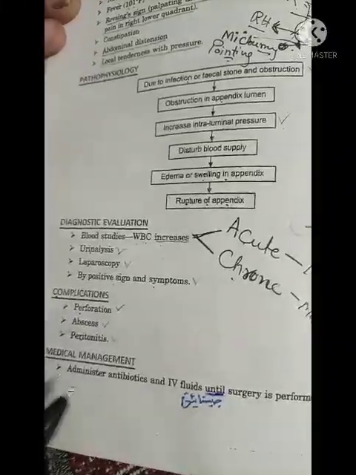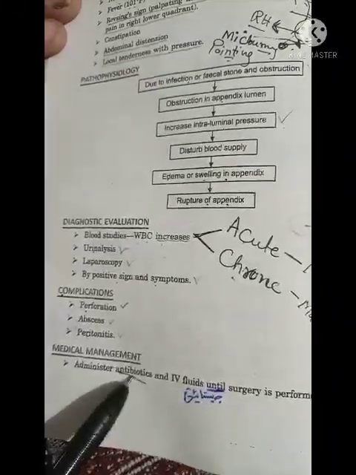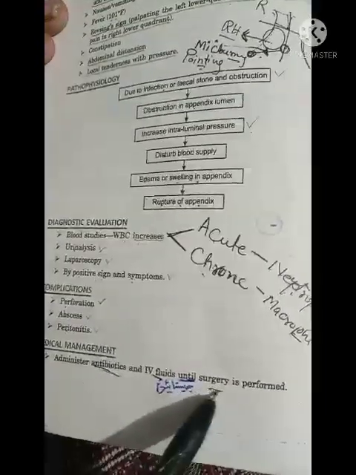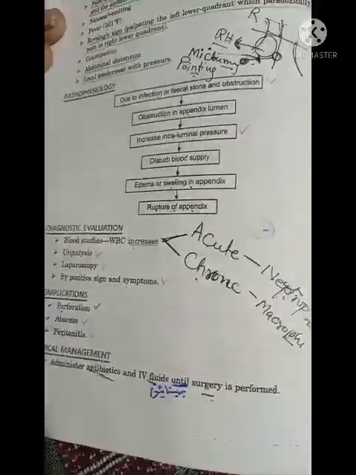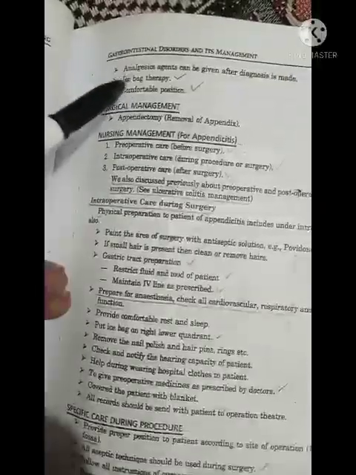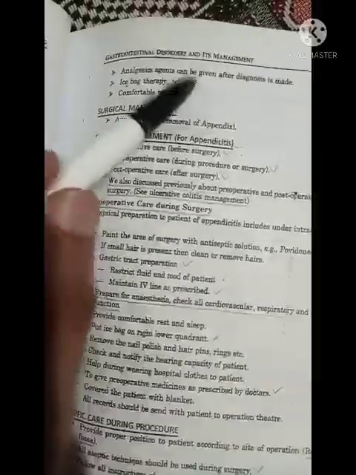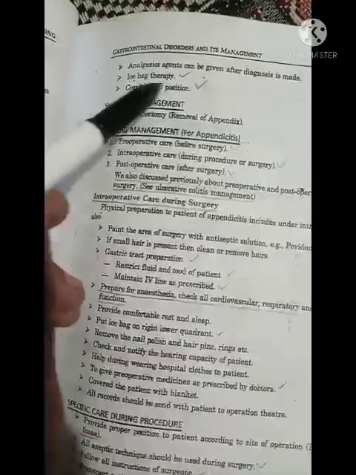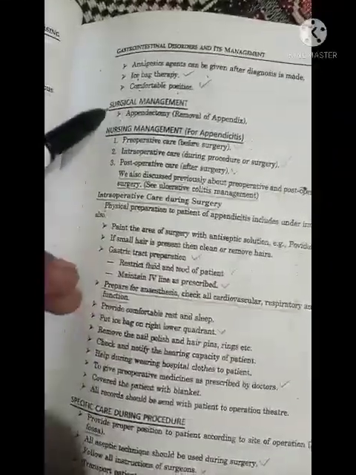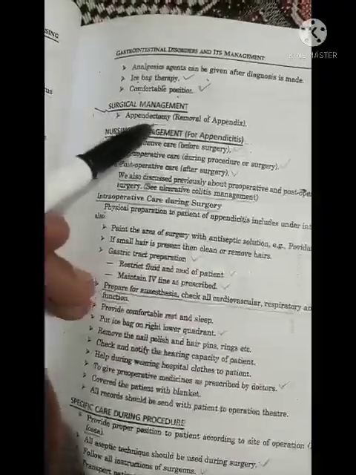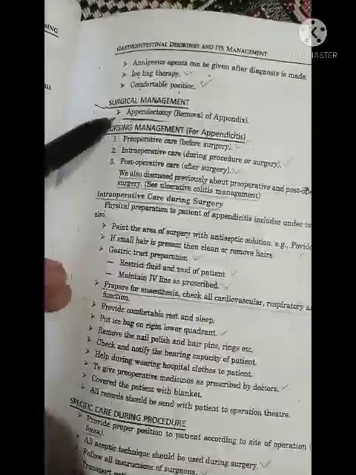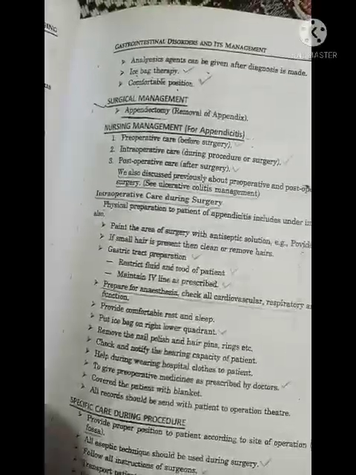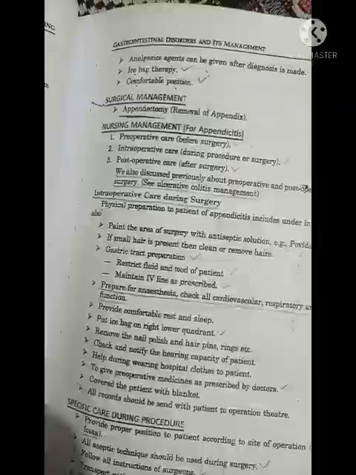Medical management: antibiotics should be administered, IV fluids should be given to the patient, and surgery is performed in emergency. Then we will give analgesics to the patient to relieve the pain. Ice bag therapy should be performed and comfort the patient. Surgical management: appendectomy should be performed. Appendectomy is removal of the appendix, and we will perform appendectomy. So in this way we can treat the patient with appendicitis.